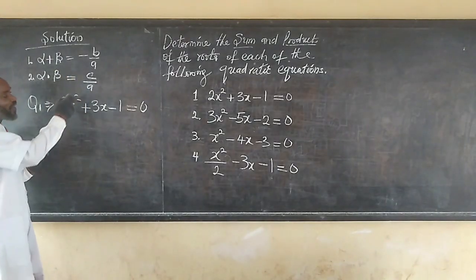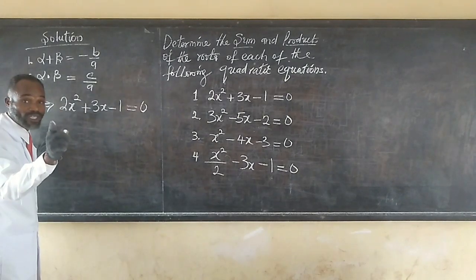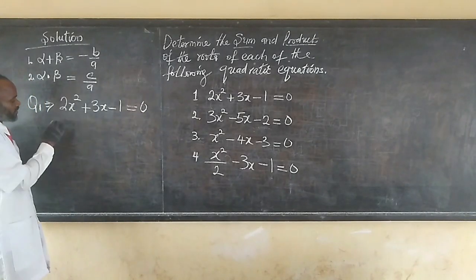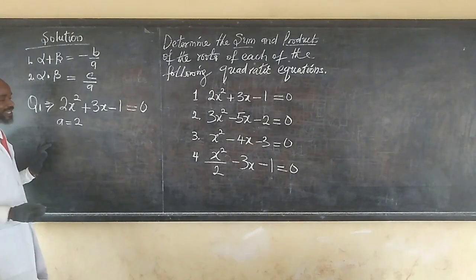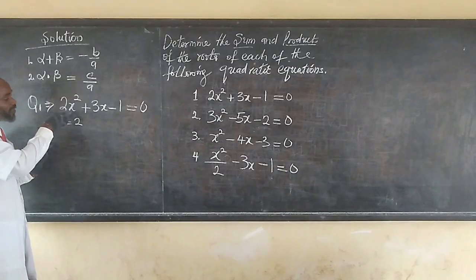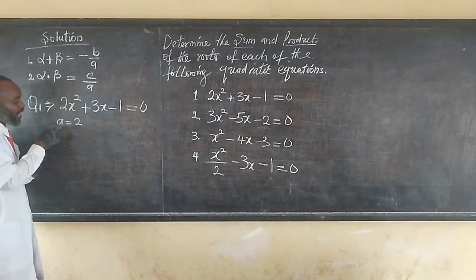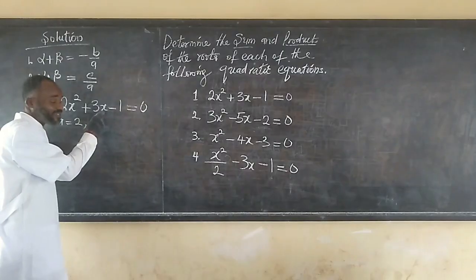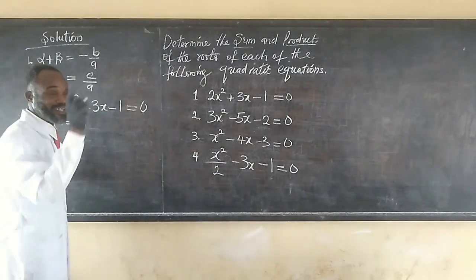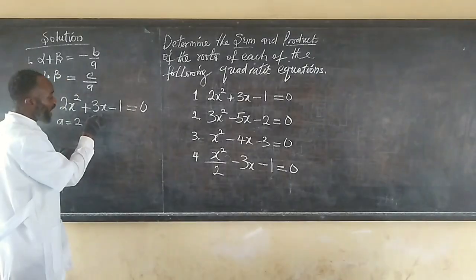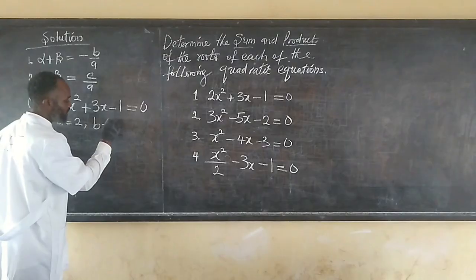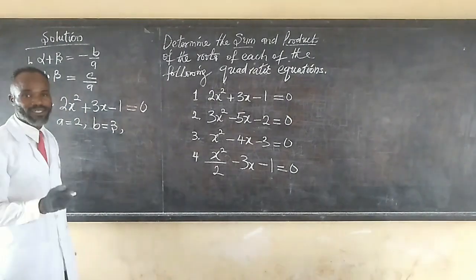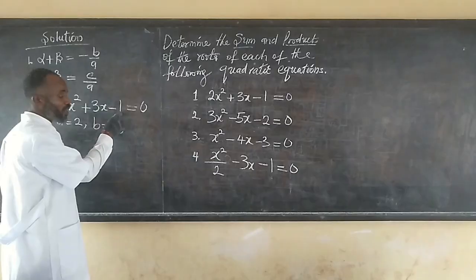So, the coefficient of x squared, listen and watch carefully. The coefficient of x squared is your A. Take note. I repeat, the coefficient of x squared is 2, and this 2 is your A. The coefficient of x, I didn't say x squared, x alone, is your B, so you write it there. And then the constant, which is minus 1.